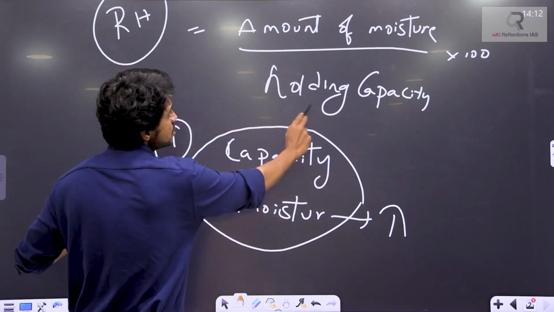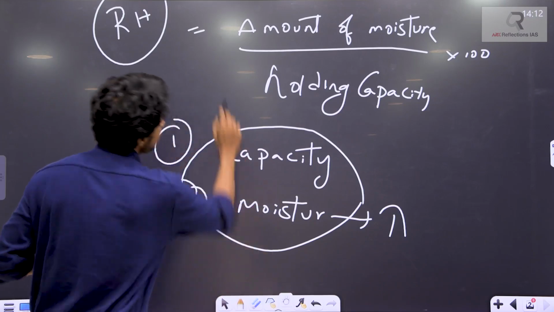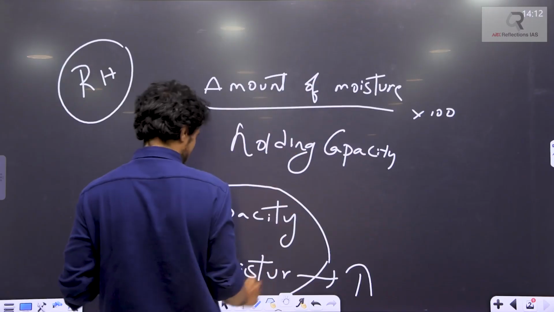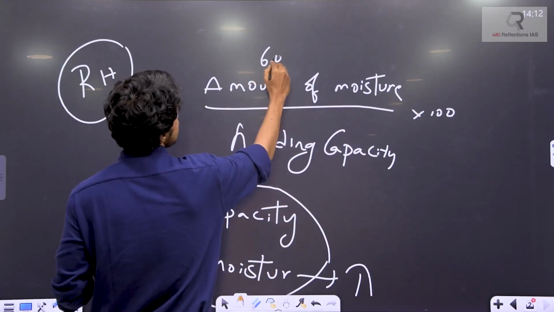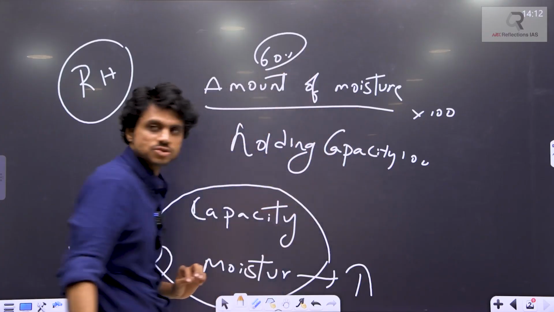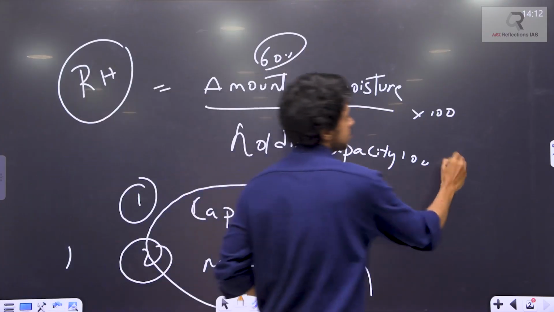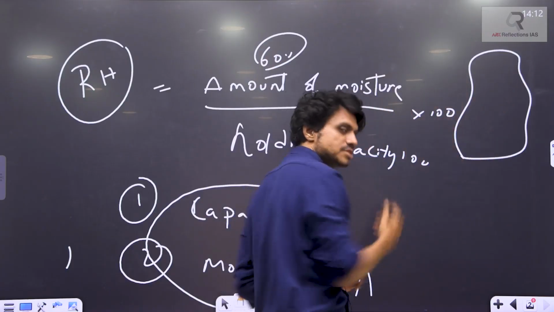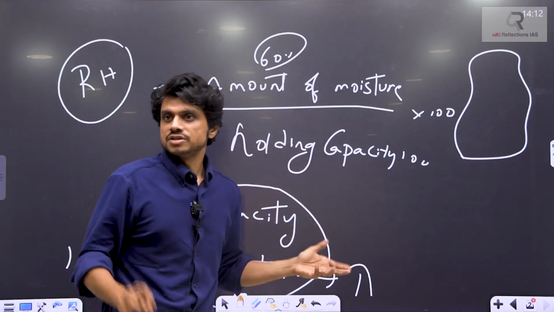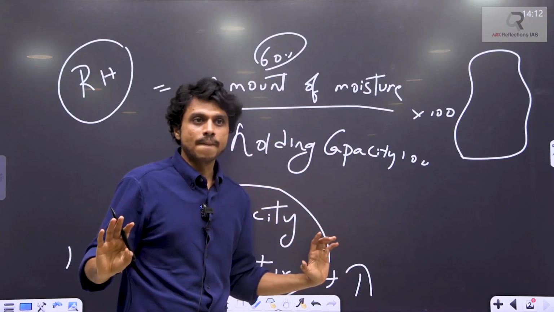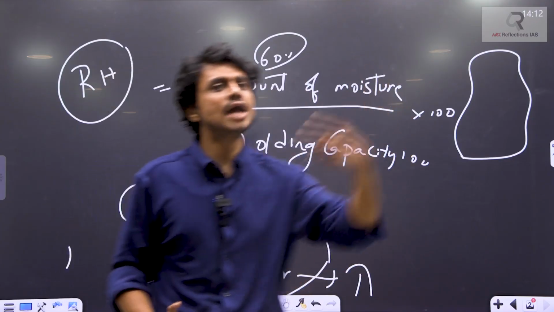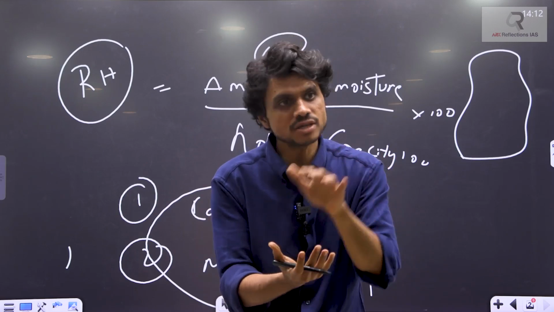So the amount of moisture and its holding capacity: when this becomes 100, you will get the rainfall. Suppose currently the holding capacity is 100 and the parcel of air has 60% of the moisture. Then rainfall will not happen. It will happen only when it becomes 100%, which will happen when you add moisture or its capacity is reduced.